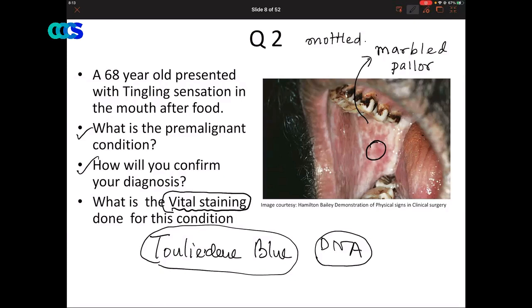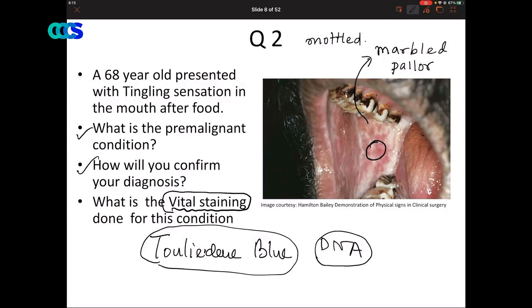Dr. Pallavi has asked, sir, can you do an incisional biopsy instead of a punch biopsy? Yes, you can, definitely. Great. Dr. Shobna has another query: if we have written leukoplakia in question 1, and in question 2 leukoplakia again, how will you confirm the diagnosis? Sir, again, it is by taking a biopsy.